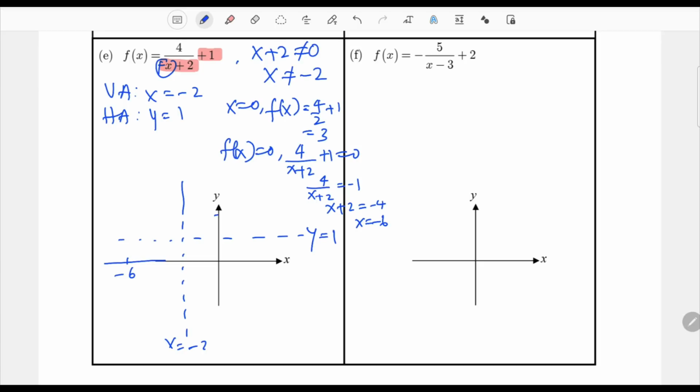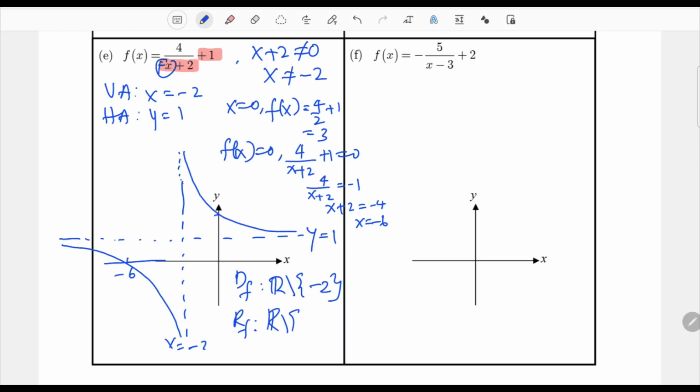So somewhere here. So the curve will look something like this. Okay, make sure it doesn't touch the asymptote. Right? So next, domain of f, real number except the asymptote, negative 2. So range, real number except 1.